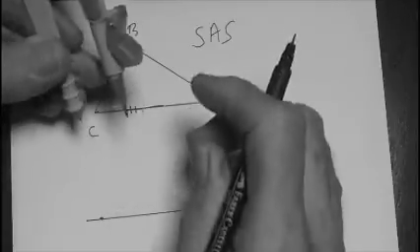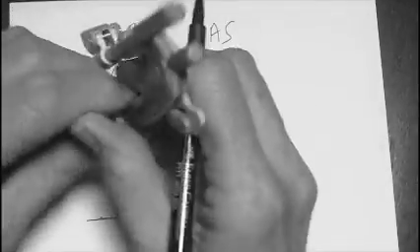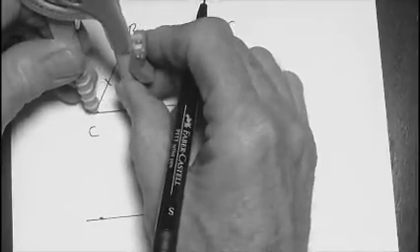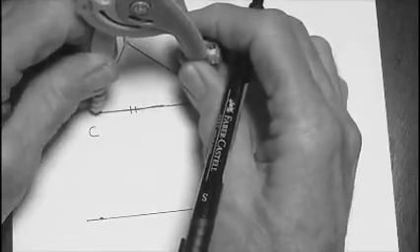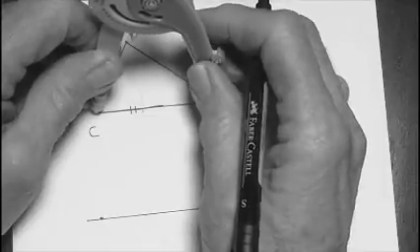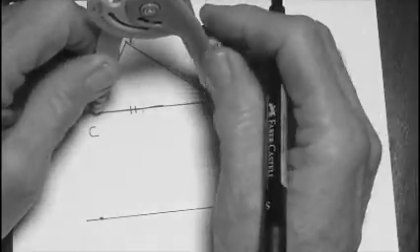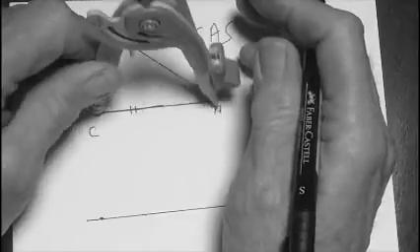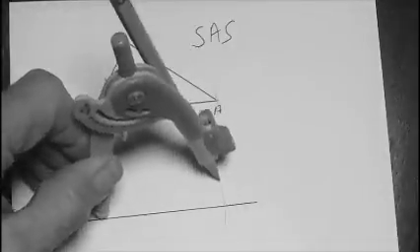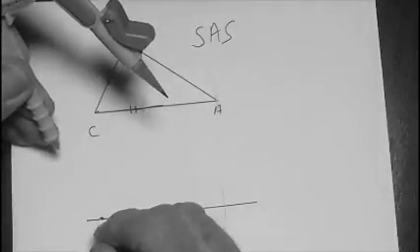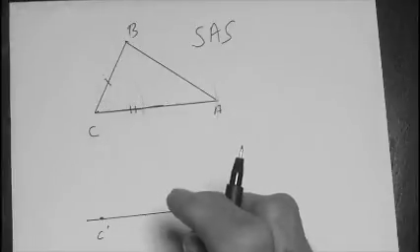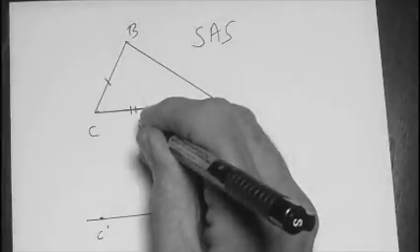And we'll measure with our compass the distance from C over to A, from here over to here. That's pretty close. Alright, there we go, that'll do. And from here to here would be the same distance. So this will then be our C prime, and this will be our A prime. And I already have copied this side.